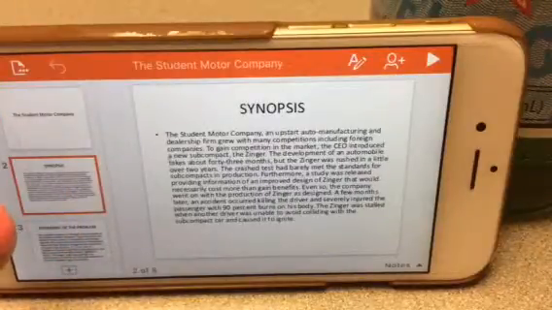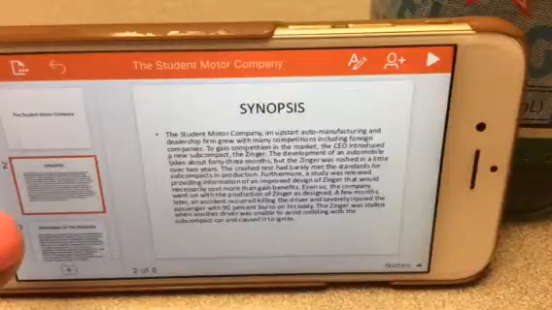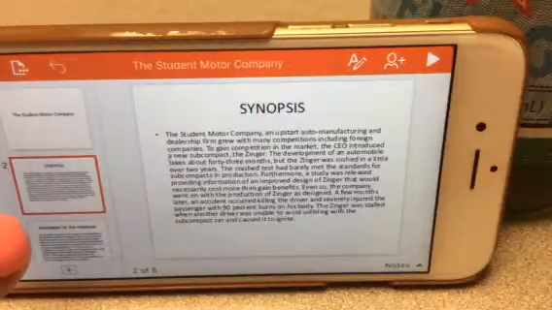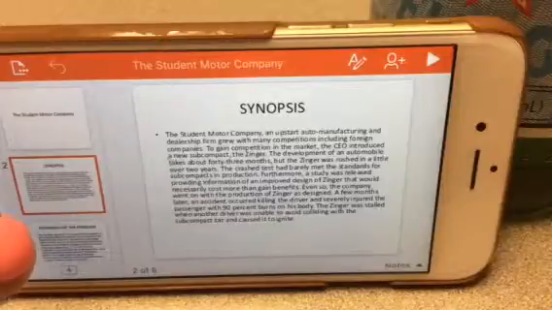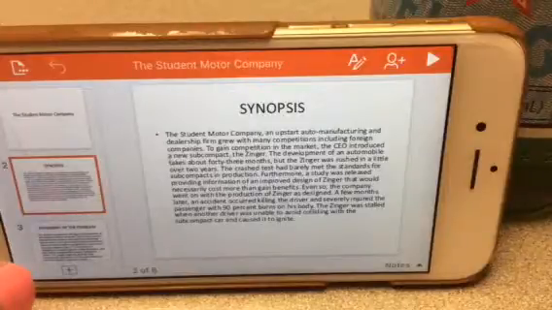Synopsis. The Student Motor Company, an upstart auto manufacturing and dealership firm, grew with many competitions, including foreign companies. To gain competition in the market, the CEO introduced a new subcompact, the Zinger. The development of an automobile takes about 43 months, but the Zinger was rushed in a little over 2 years.